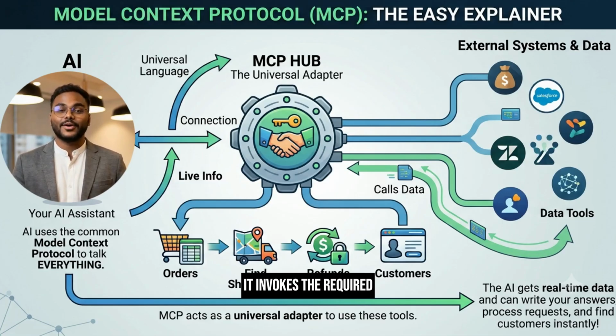It invokes the required tool, which then talks to the actual business application, like the order system, shipping provider, CRM, or payment gateway. Once the data is returned, it flows back through the same path and finally reaches the AI, which generates a response for the customer.